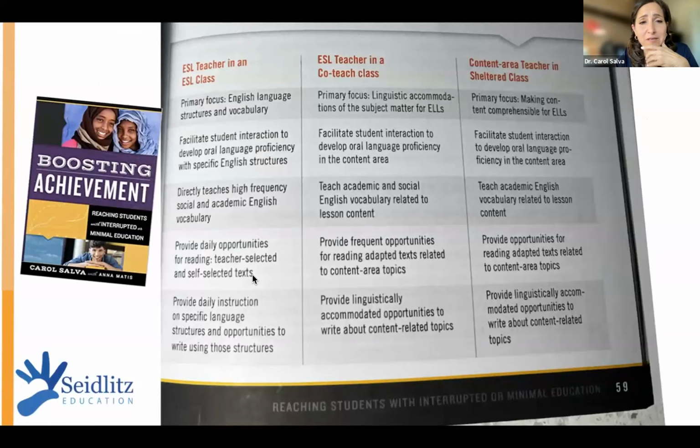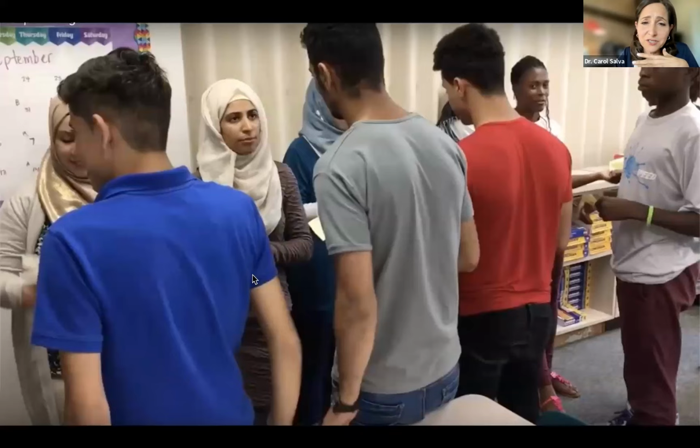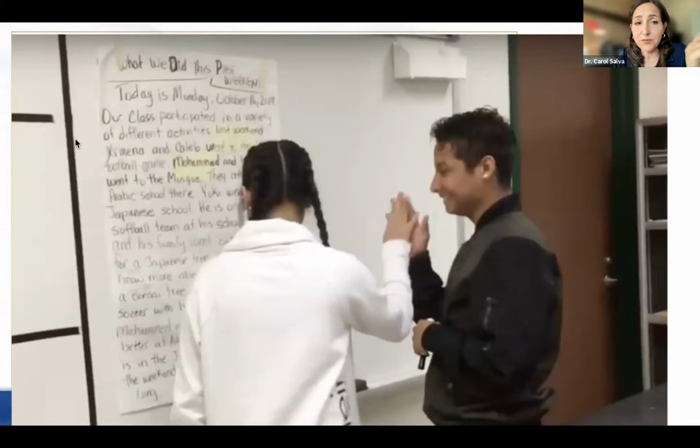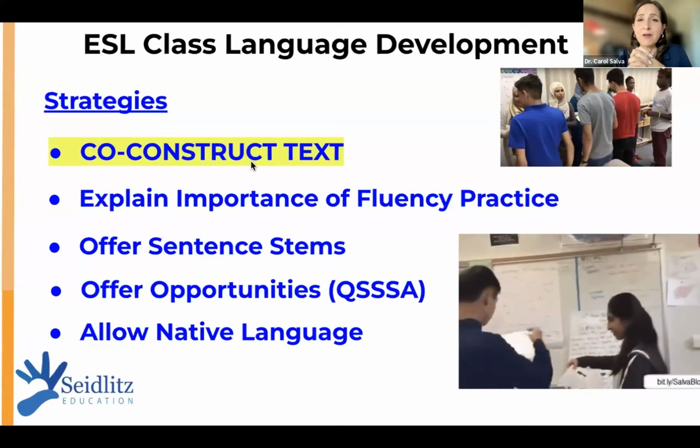So if you are the newcomer teacher, here are the folks. This is really what it should look like, right? It should look like kids working together through things that we all wrote together, because there's something in this for everybody, but they're the authors, the class, they're the authors. So that co-constructing text is my top tip. And you can find so much on how to co-create text with students, but make sure they understand the fluency is important.